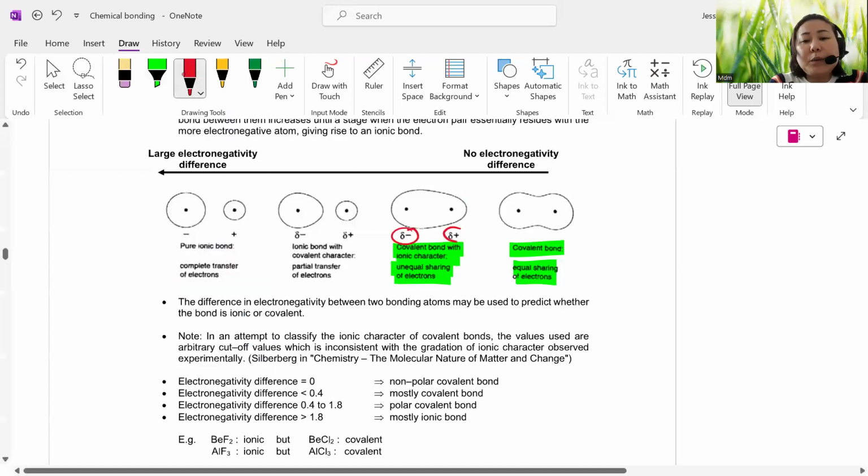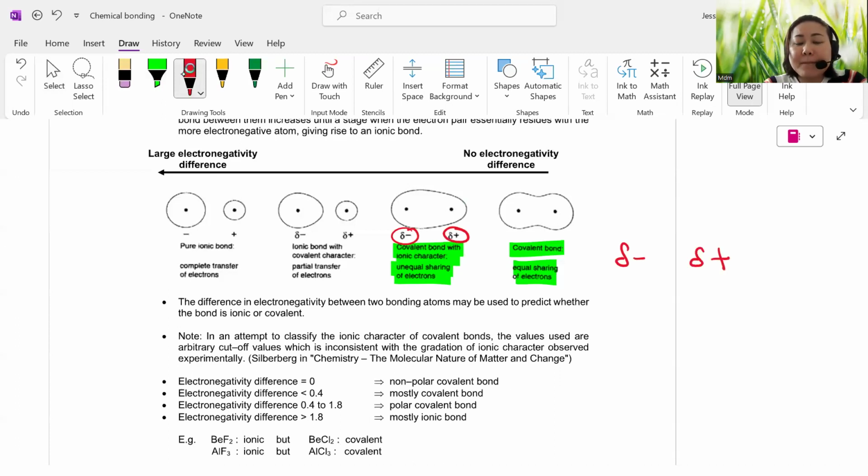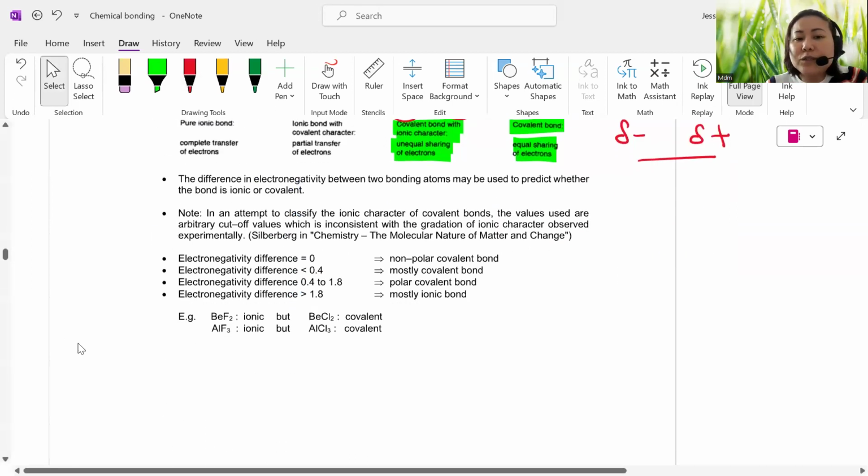These partial charges, we will indicate by using delta minus and delta plus. The more electronegative atom will carry the delta minus charge, while the less electronegative atom in the covalent bond will carry the delta positive charge. But they are still sharing the electrons, so it's not like in the case of an ionic bond where you have cations and anions. All right, so this is the table that you can refer to. But again, there's some form of limitation in this numbering system. So of course, the best way is to use the triangular bonding diagram.